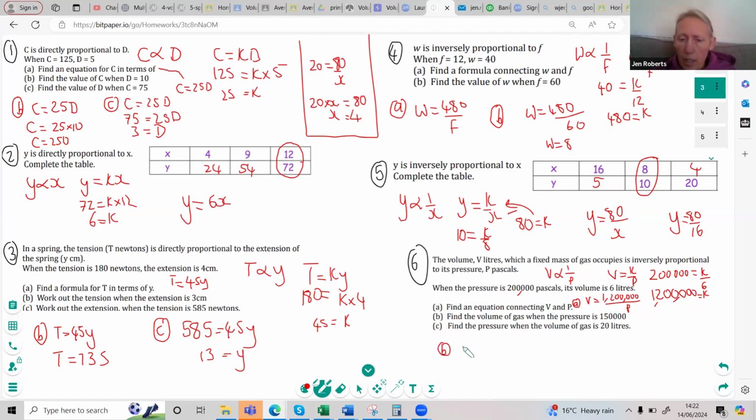Part B, let's write out our formula. For this one, we know pressure, so we know P. So V equals 1,200,000 divided by 150,000. It's 8.